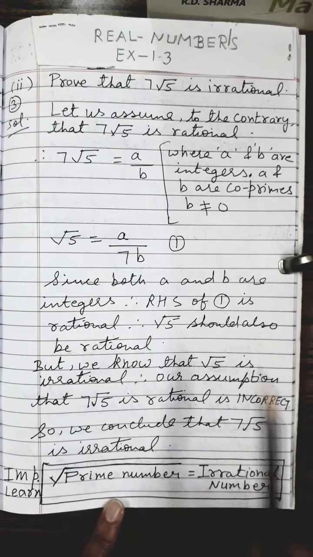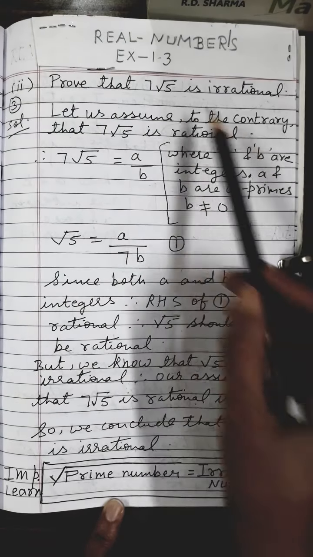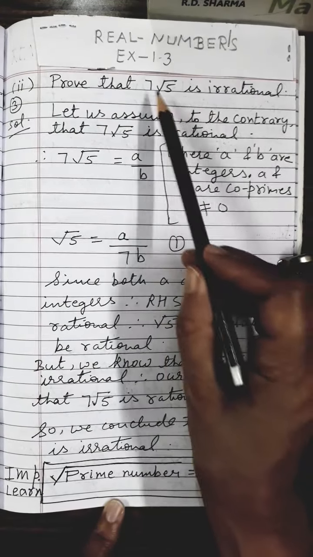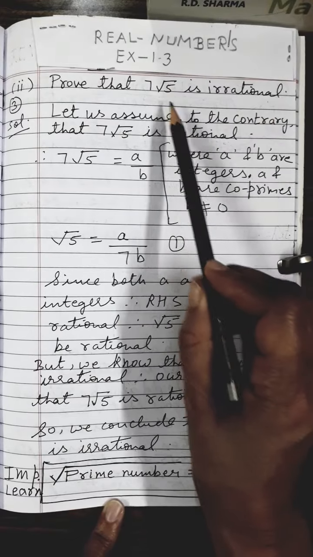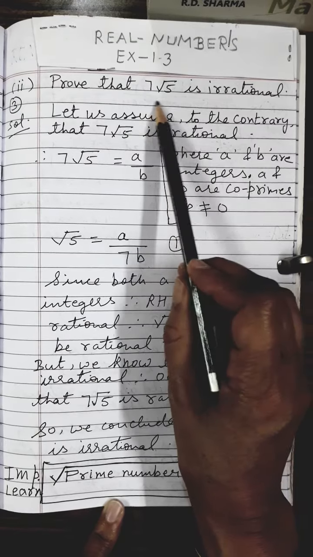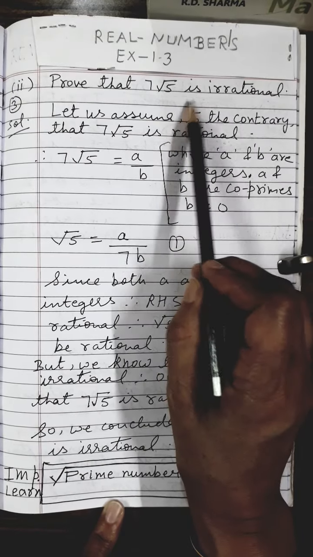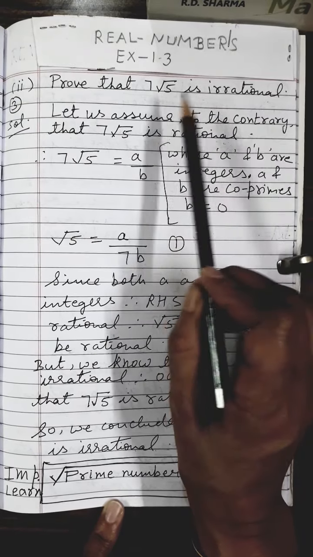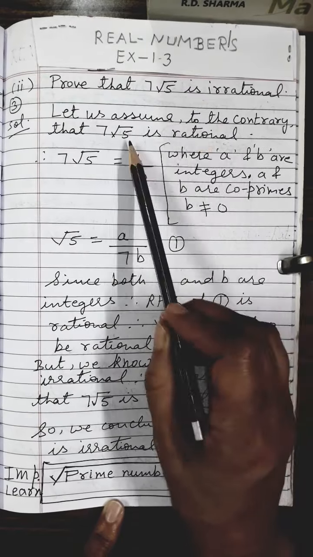Prove that 7 root 5 is irrational. Now what is meant by contradiction method? Whatever is required to prove in this question, that 7 root 5 is irrational, we will assume just the opposite of it. So what will I assume? Let us assume that 7 root 5 is rational.